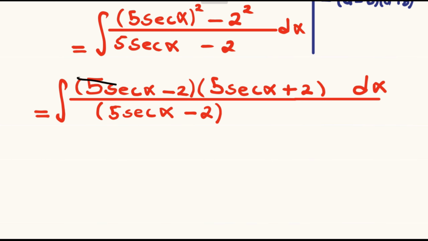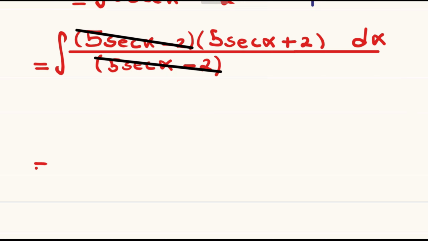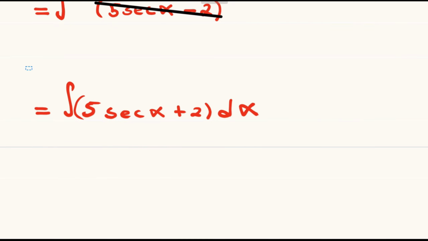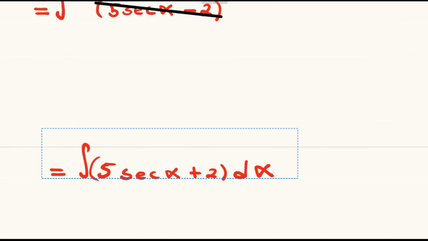This 5 sec alpha minus 2 will cancel out each other, and this will be equal to the integral of 5 multiplied by sec alpha plus 2 d alpha. We use our formula sheet to determine the integral of sec alpha.